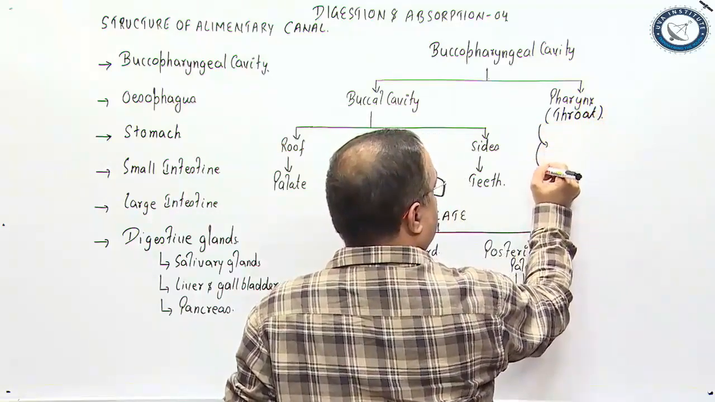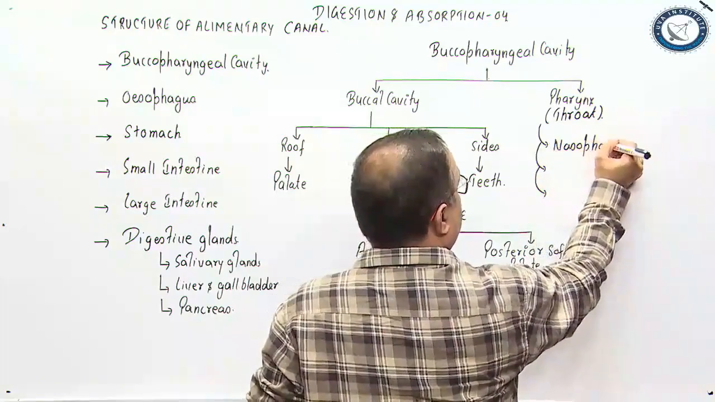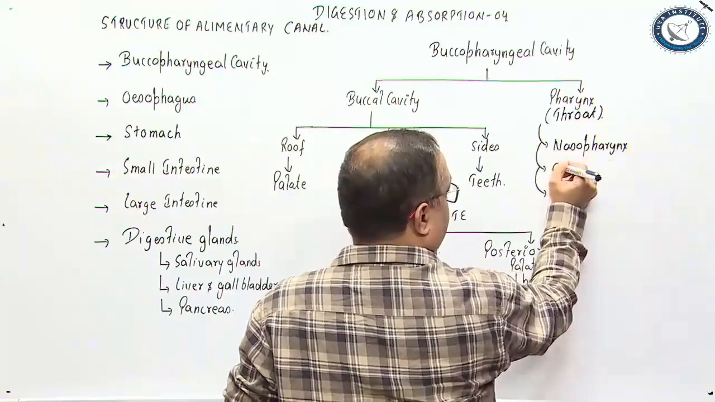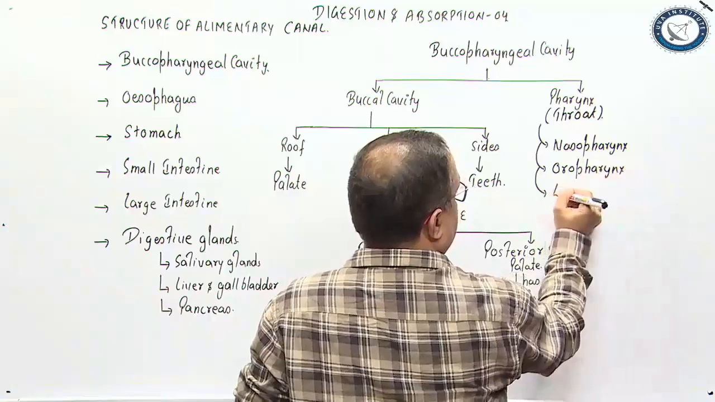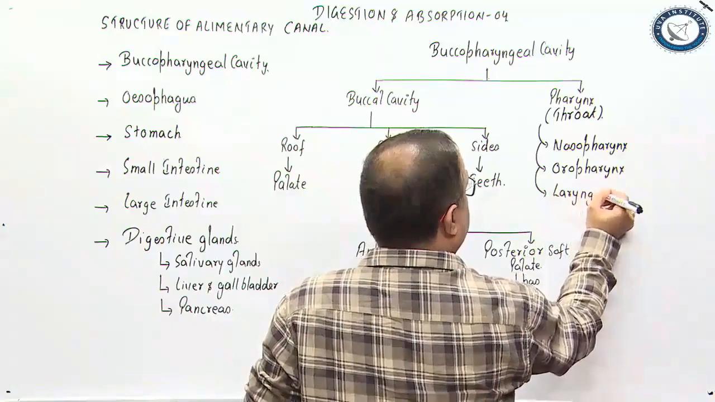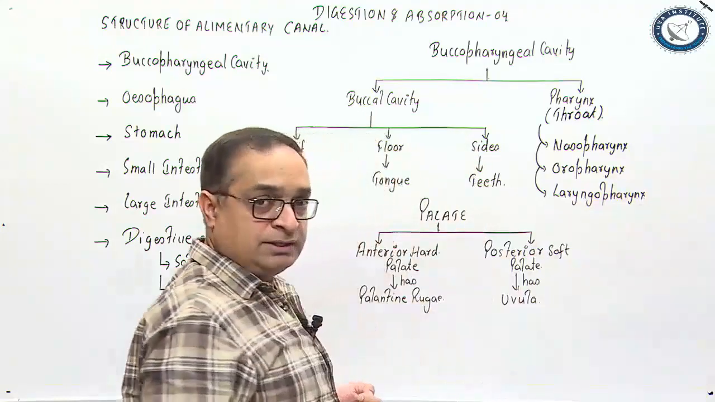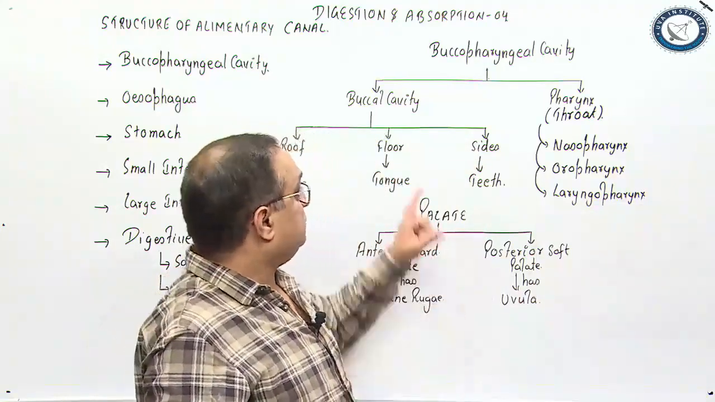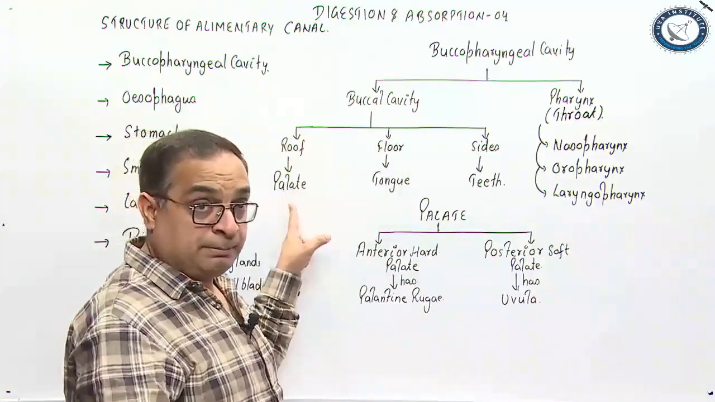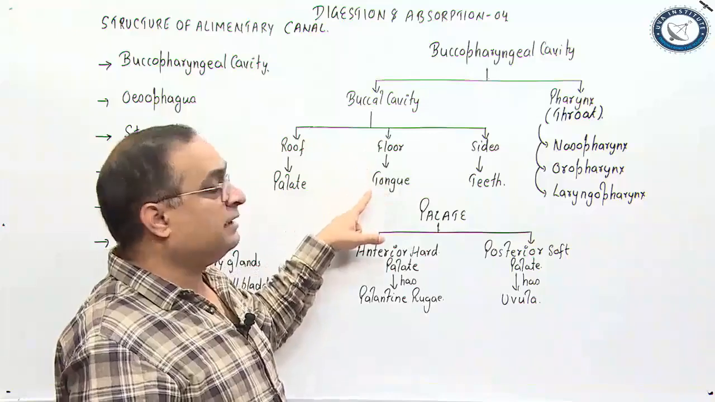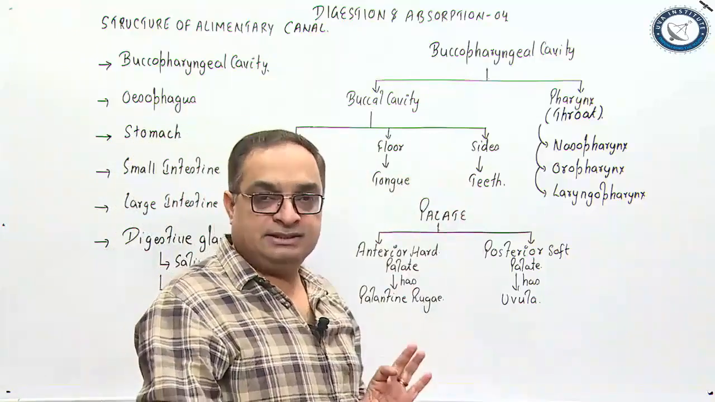Pharynx includes nasopharynx, oropharynx, and laryngopharynx. Right? We'll discuss pharynx in detail. Buccal cavity has a roof that's formed by palate. The floor of buccal cavity has tongue and the sides of buccal cavity has teeth.